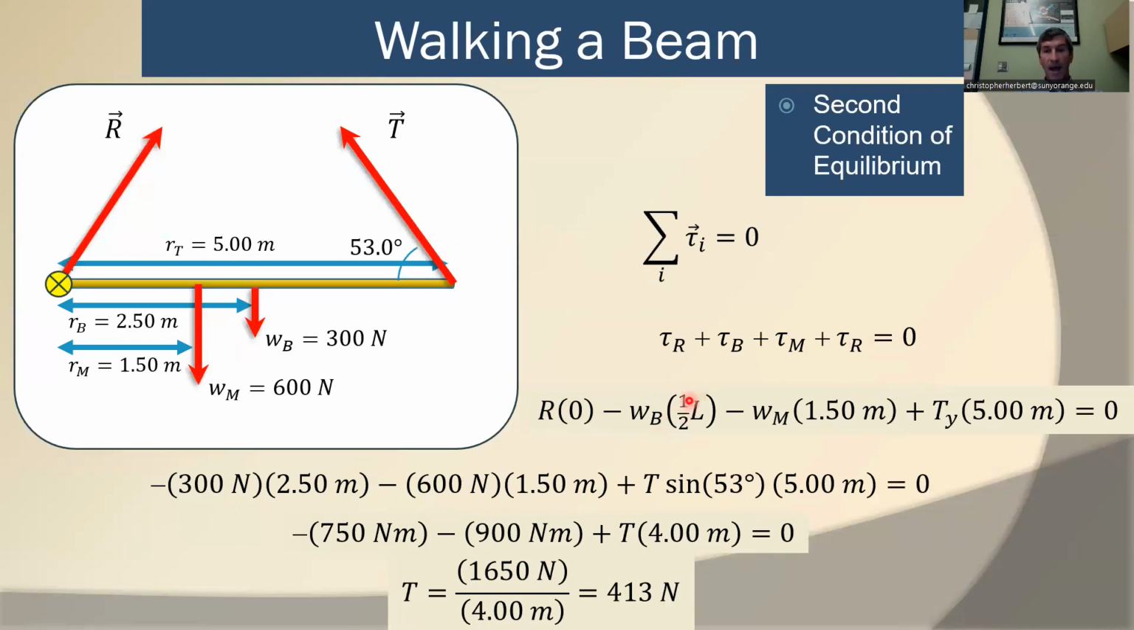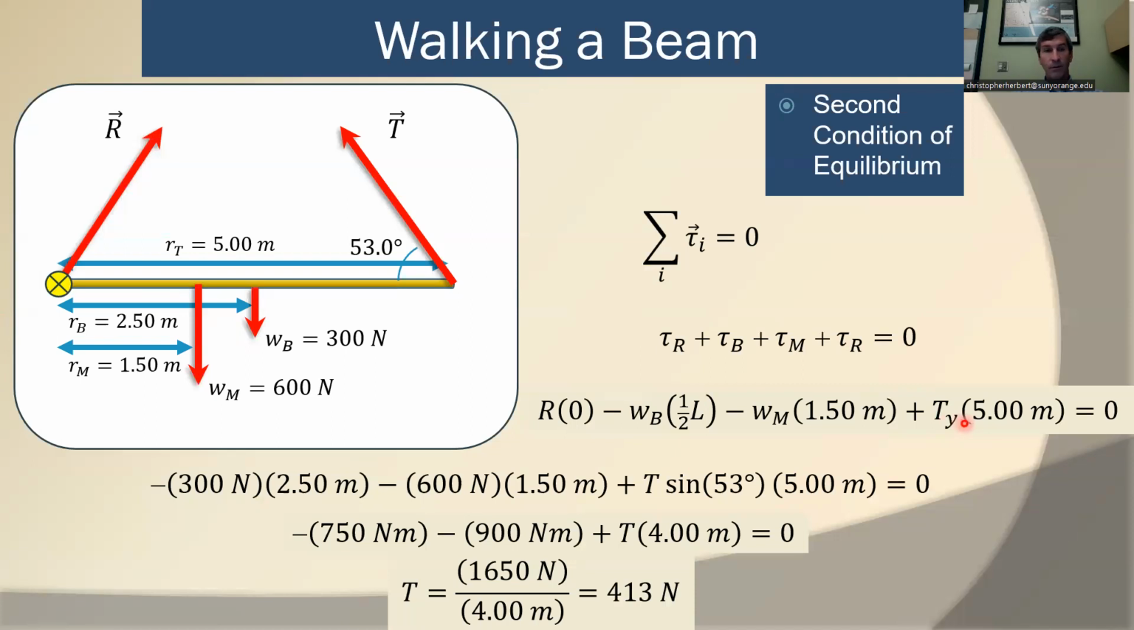The weight of the beam happens at 1/2 the length of the beam. The beam is 5 meters long. The weight of the man happens at 1.5 meters. These two torques are negative because if I look at this, they want to rotate the beam in the clockwise direction. If you think about this, if I were to cut the tension, cut the cable here, this beam would rotate in this direction.